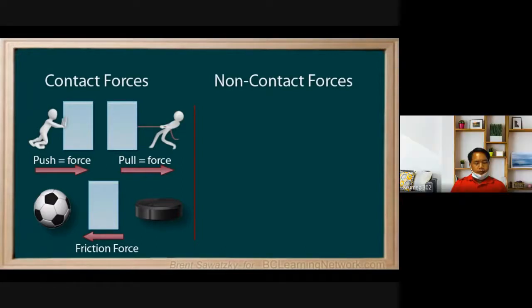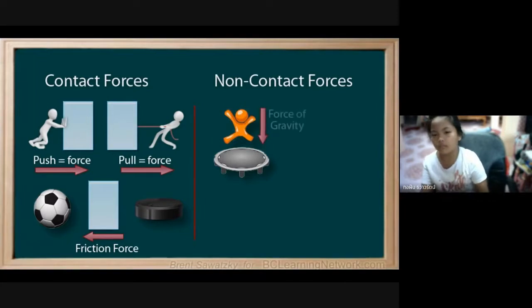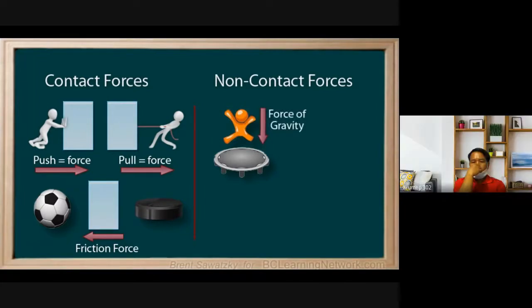Non-contact forces, on the other hand, do not require contact to cause a force. They have an invisible force field or field of influence. Let's look at examples of non-contact forces. What happens when you jump up? Well, something pulls you back down, and that's the force of gravity. And you can't see it, but you definitely feel it every time you trip.